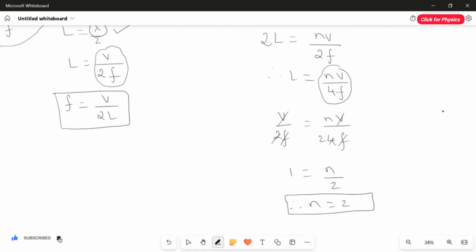Clear? So when you find the answer for the second mode, the F2 of pipe B will give the answer for F1 of pipe A. So this is the answer. That means in the second mode, you will get the same frequency as the fundamental frequency of pipe A.